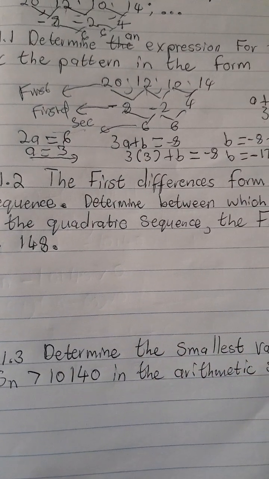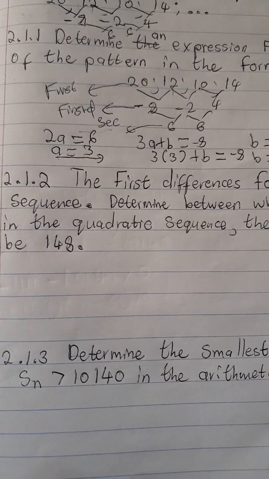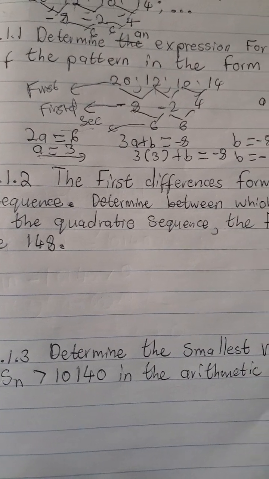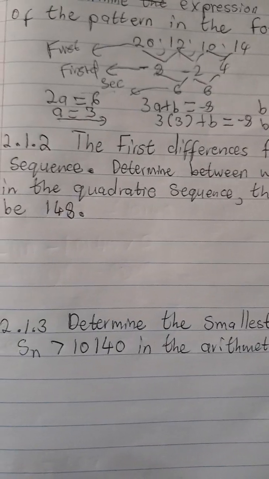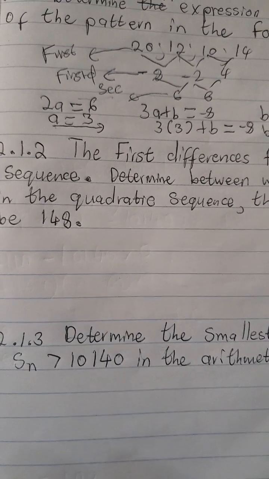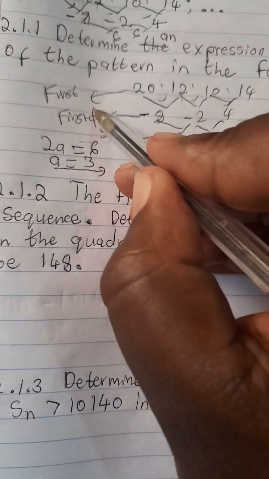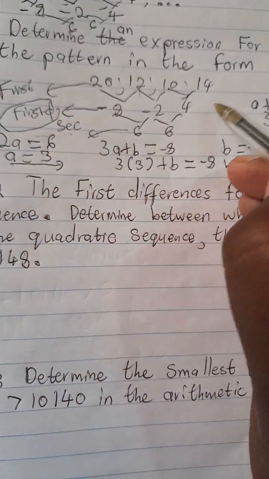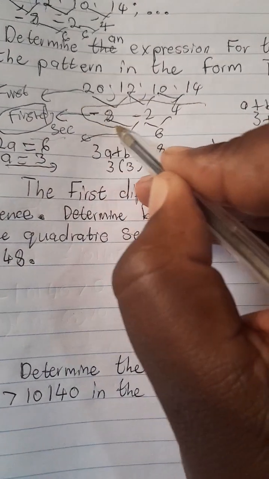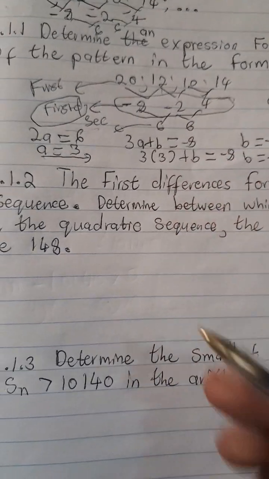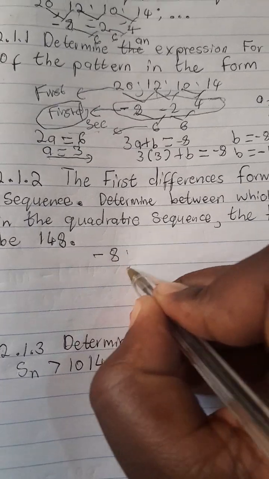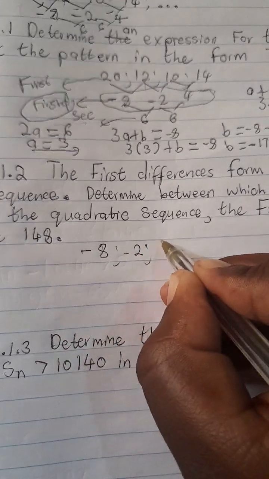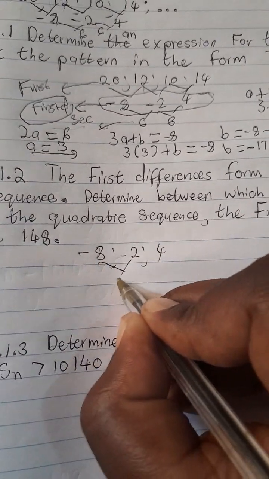So let's go to 2.1.2. The first difference forms an arithmetic sequence. Which first difference are they talking about? They're talking about this pattern that forms the first difference in the quadratic sequence. So let's take it the way it is: negative 8, negative 2, and 4, in which the difference was 6.